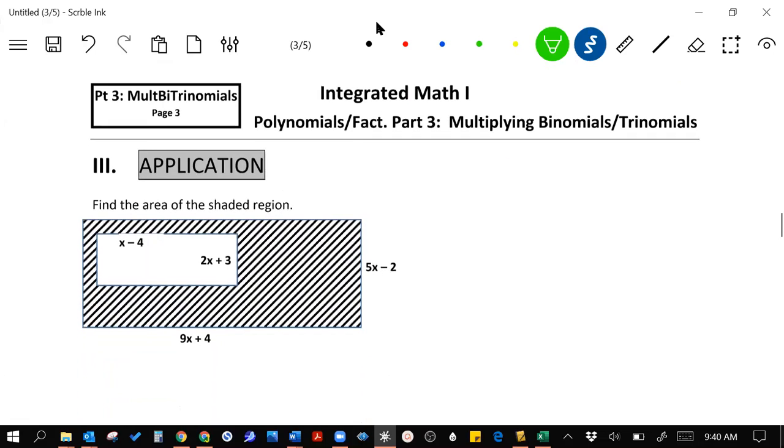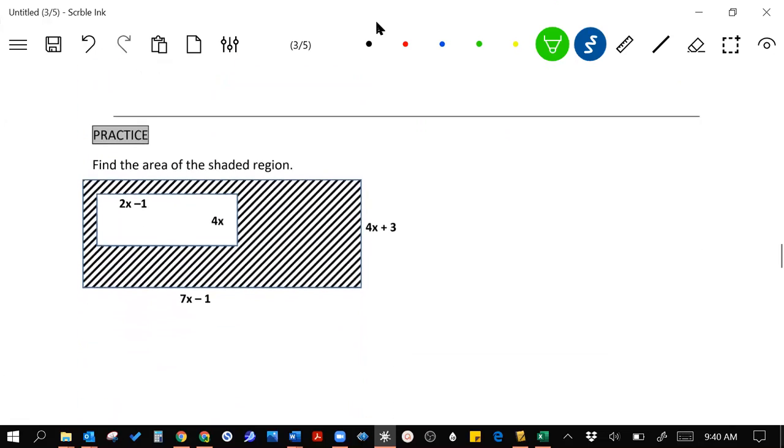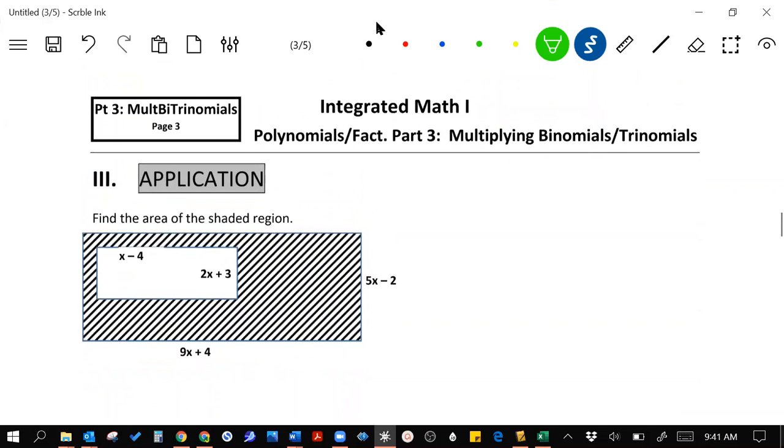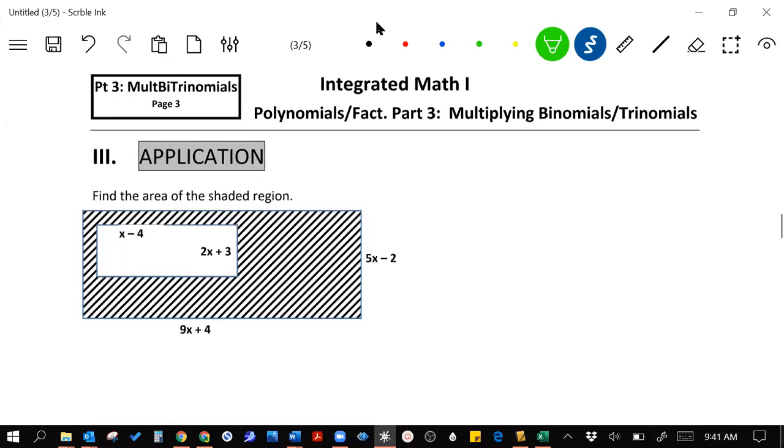Now, there's an application type of problem, and there's 2 of these that I have. I'm going to do one of these here, and you'll see how to do it and try to do it yourself. I like this kind of problem. That's a little bit of a hint.